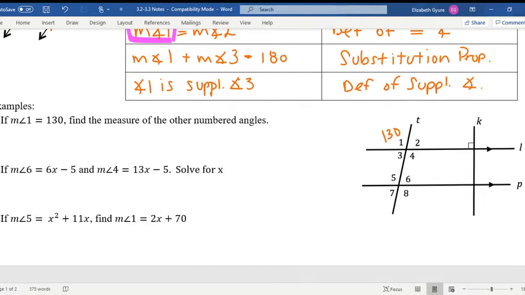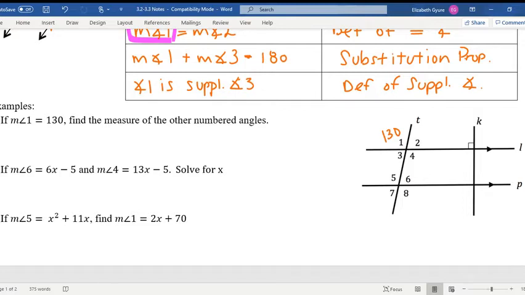Now, take a look at your picture. We have two parallel lines. Which lines are parallel? Lucas? L and P, because they have the little arrows, right? T and K, we don't know if they're parallel or not because it's not marked.